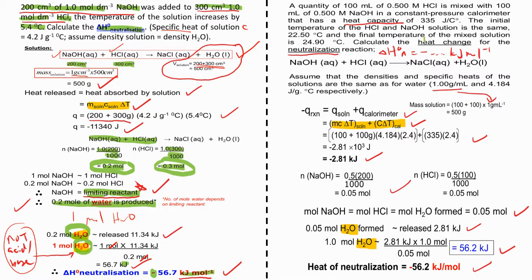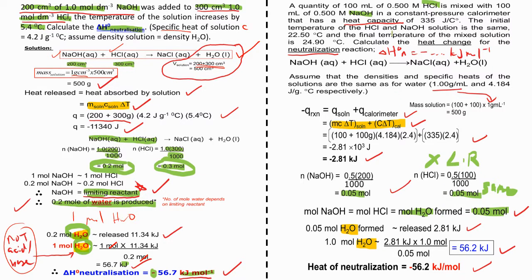Then there's another question here. Same thing again. It's given that 100 ml of 0.5 molar HCl is mixed with 100 ml of 0.5 molar sodium hydroxide. This time you can see the number of moles of base and acid is the same. So if they are the same, there is no limiting reactant, and the number of moles of water, the ratio, you can compare with either base or acid. It will be the same.